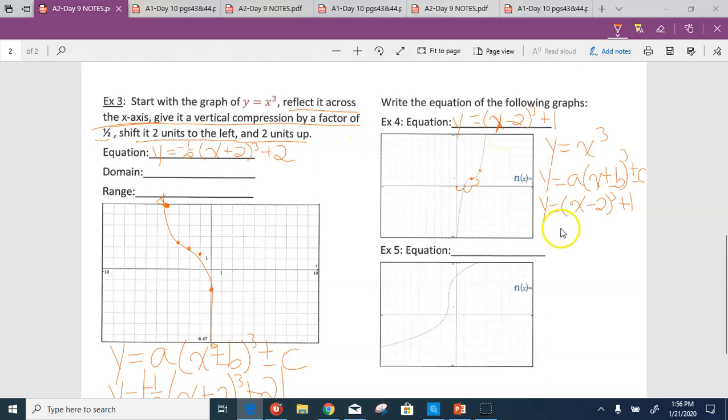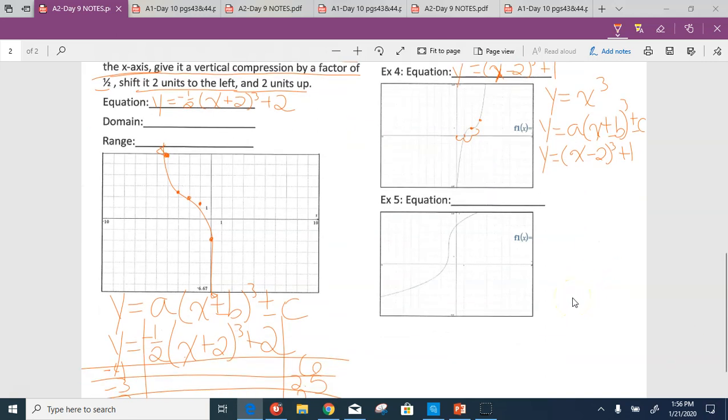Here we have the graph of y equals the cube root of x. Remember, we can rewrite this with a number in front to either make it switch direction or to stretch or compress it. And then inside parentheses, I could add or subtract another number to make it go left or right. And then outside of the root sign, I can add or subtract another number to make it go up or down. So let's see what I got. Let's find the anchor points.